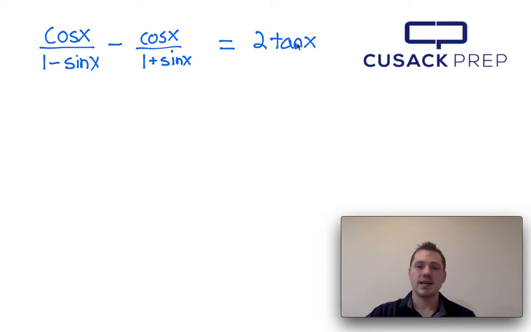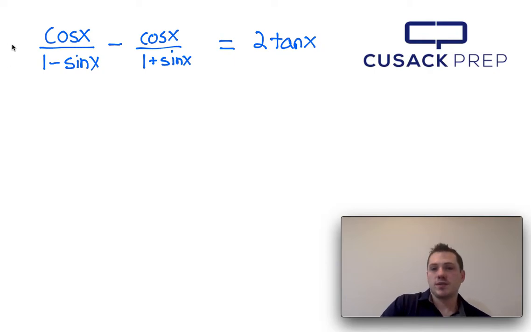And I see a couple of different cues that tell me what I should do. One, I see two different terms on the left and only one term on the right, so that's usually a sign that I need to find the least common denominator. Furthermore, I can see that these denominators are conjugates of each other, and when denominators are conjugates of each other, it's usually a good sign that when you multiply them by one another, things are going to work out nicely.